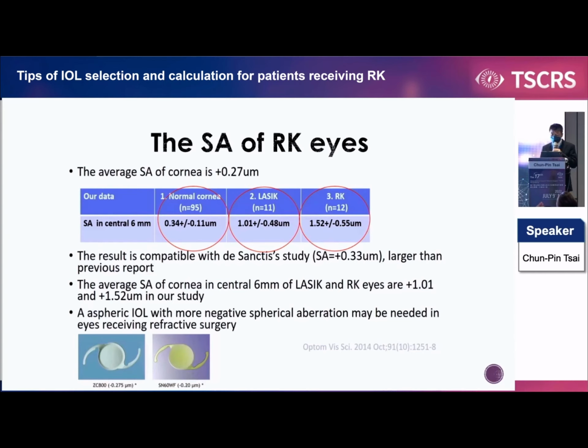An aspheric IOL with negative spherical aberration is suggested because it can offset the markedly elevated value of anterior corneal spherical aberration in RK eyes.